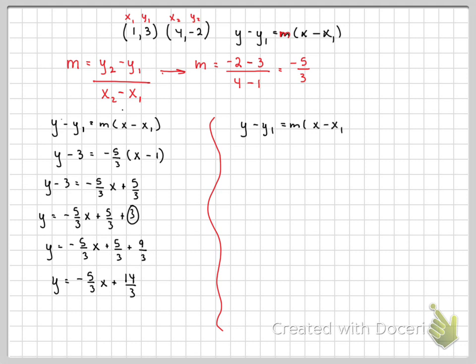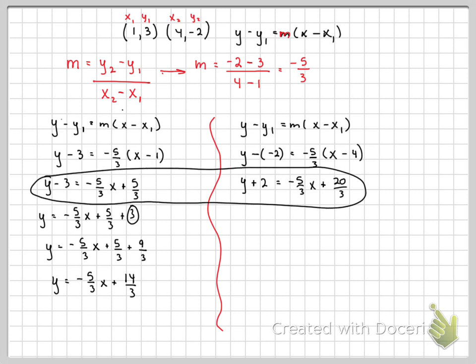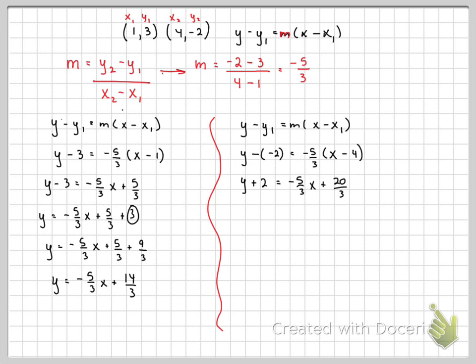Now, we're going to do the same thing with the other coordinate point. y minus negative 2, and then our x value is 4. So y plus 2 is equal to negative 5/3 x plus 20 over 3. So far, this is where we are in both of our equations, and so far, they look nothing alike. Well, let's just keep going, okay?